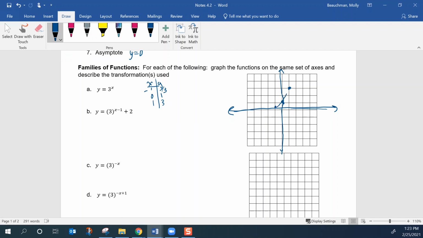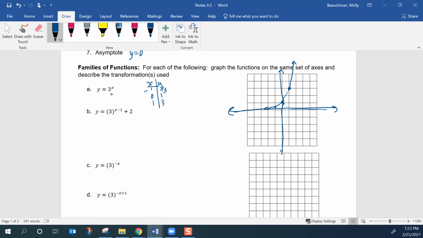So our exponential function 3 to the x increases a lot faster and decreases faster than 2 to the x, which makes sense because the growth factor is higher. When we get to 2, 3 squared would be 9, so this is a lot steeper.